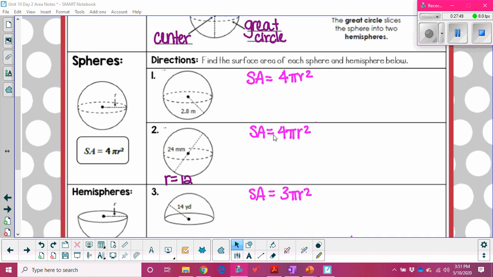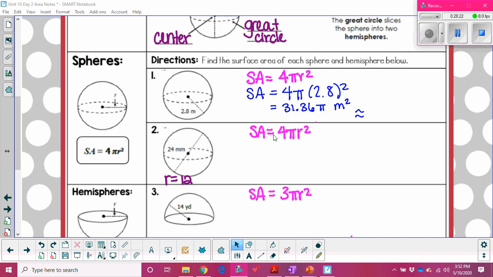Okay, so let's just use the surface area formula here, 4 pi r squared. All right, so for the first one, it's pretty straightforward. You already have the radius, it's 2.8. So all you have to do is plug this in. All right, so your surface area is equal to 4 pi times 2.8 squared. Okay, let's get it in terms of pi first. And when you do, you get 31.36 pi meters squared.